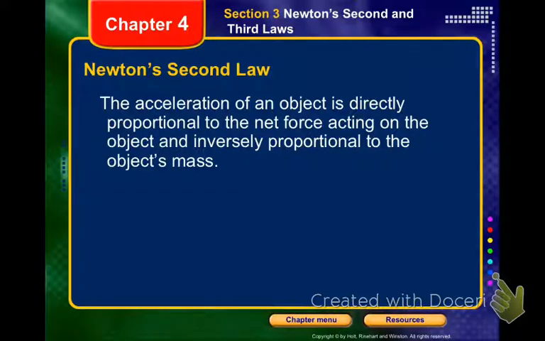His second law says the acceleration of an object is directly proportional to the net force acting on the object and inversely proportional to the object's mass. So if we put some symbols to this, it says that acceleration, that's A, is directly proportional to the net force. So you could rewrite that like that. That means the same thing.